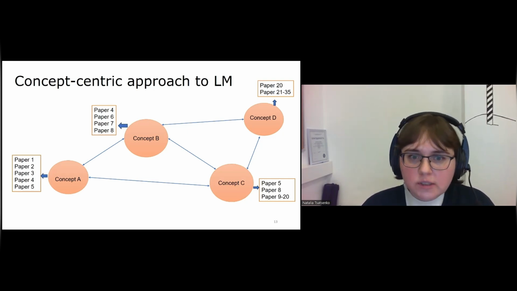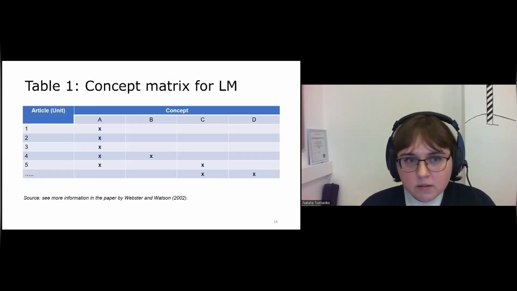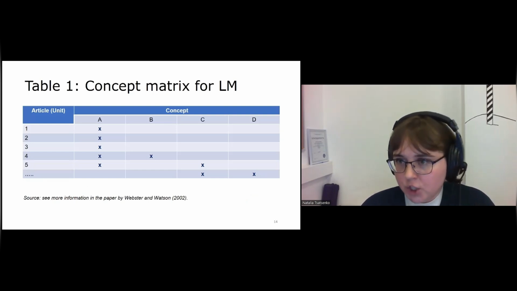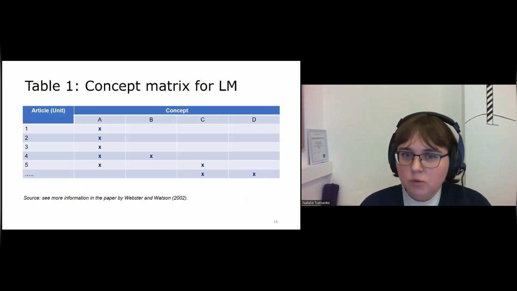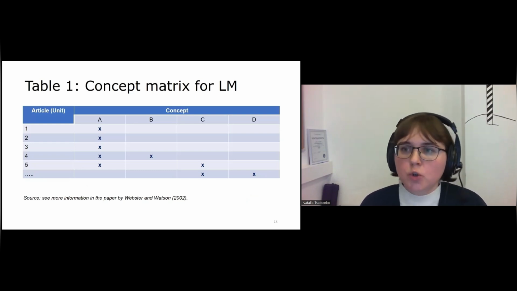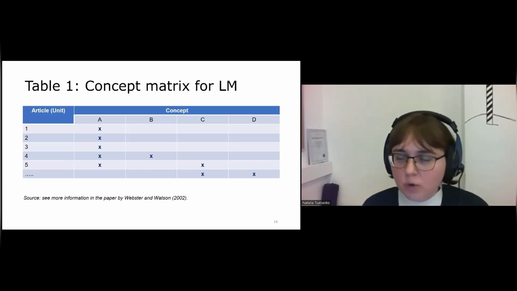To produce such a visual flow chart, we can use tables such as the concept matrix for a literature map. The idea is the following. You have a long list of your papers. You know that, for example, you already have 4 concepts, and you make short notes. For example, paper 4 talks about concepts A and B, but paper number 2 only about A.